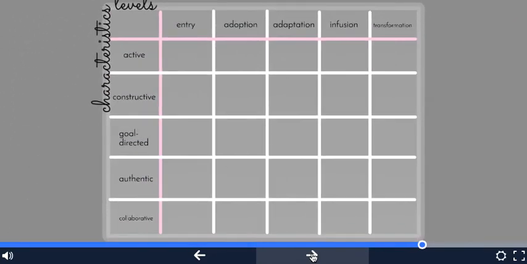So you can see how you can combine the characteristics with the levels in the chart to look at various different components of the technology integration.